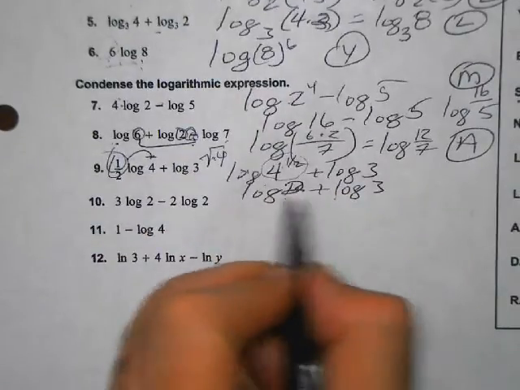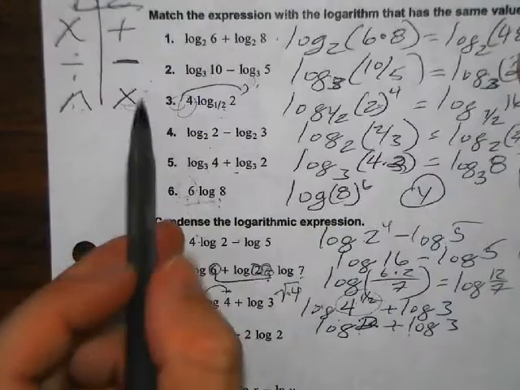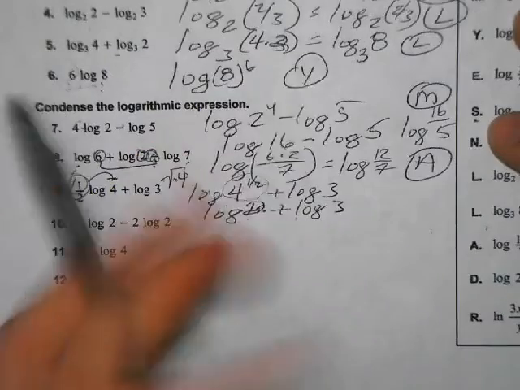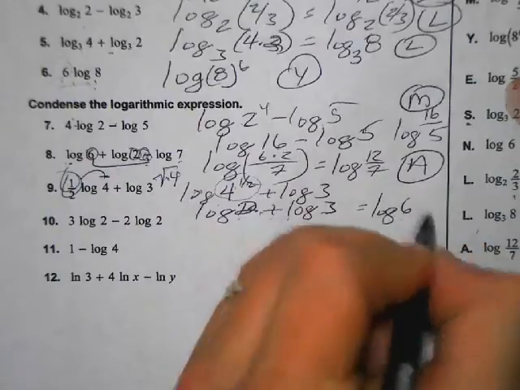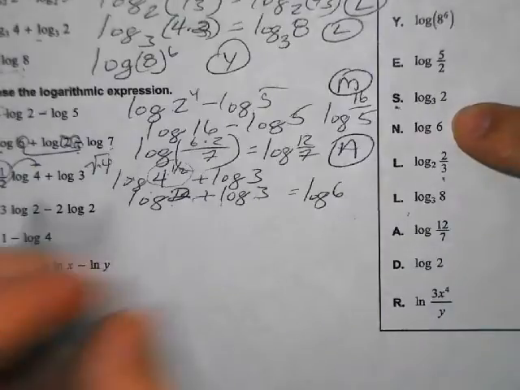When we add up our logs, that means that we can use multiplication. 2 times 3 is 6. So this should be log in base 10 of 6. And we can match that with n.